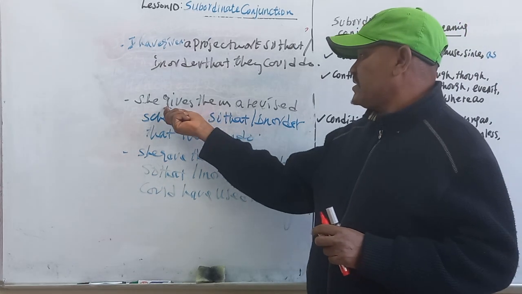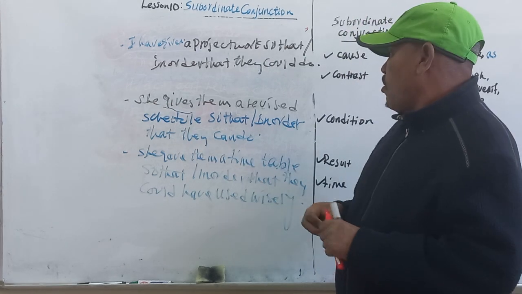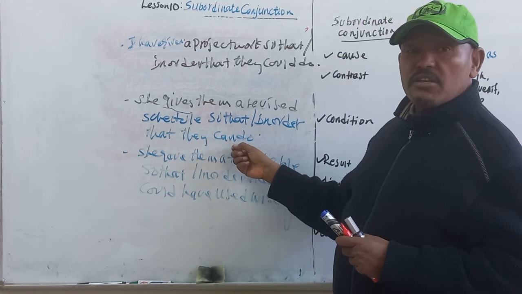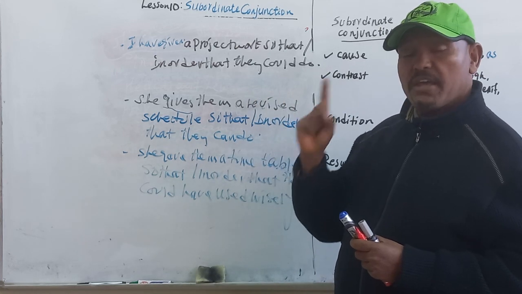Look here, what kind of tense is this? Which is simple present tense, all right? Simple present tense. So what kind of tense can you use here? Simple future, which we call modal: can, will, may and shall.